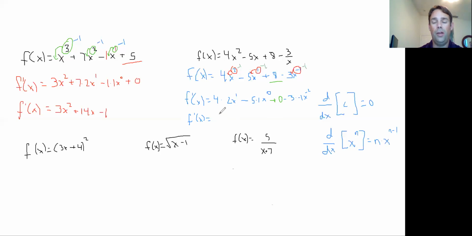So I end up with 8x minus 5 plus 0 minus 3 plus 3, sorry about that, x to the negative 2. I can leave my answer like that, especially if this is a free response question on the test. However, if I wanted to, I could rewrite this. I don't have to, but if I wanted to, I could rewrite this as this.